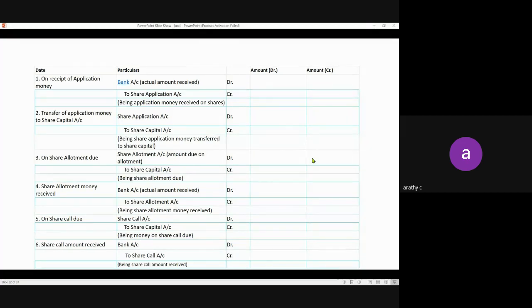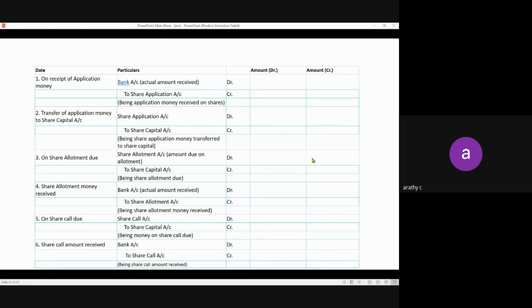Next is accounting for issue of shares. What are the accounting journal entries for the issue of shares? There are 6 journal entries. For issue of shares, the first journal entry is on receipt of application money.